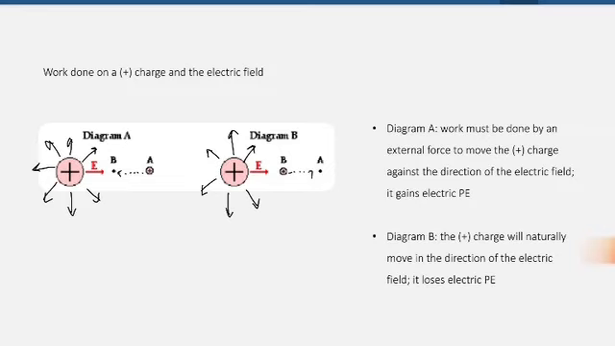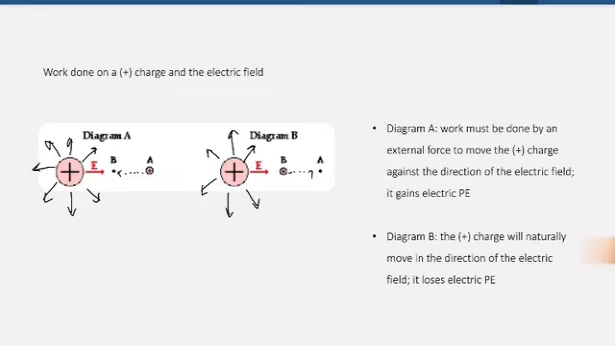Which of the two diagrams will naturally happen? What I mean is, you don't need to apply work to make it happen. Is it the scenario in diagram A or is it the scenario in diagram B? So of course, you need to apply work from an external force in diagram A. Because, right, you will be going against the electric field.